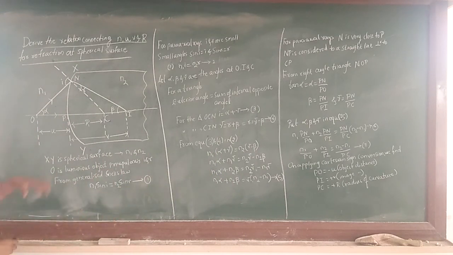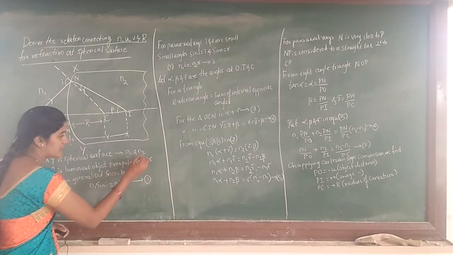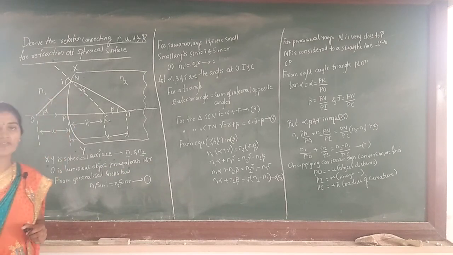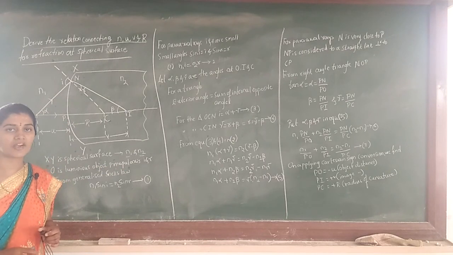In the diagram, XY is the spherical surface separating the media of refractive indices N1 and N2. Let O be the luminous object on the principal axis. I and r: I is the angle of incidence and r is the angle of refraction.